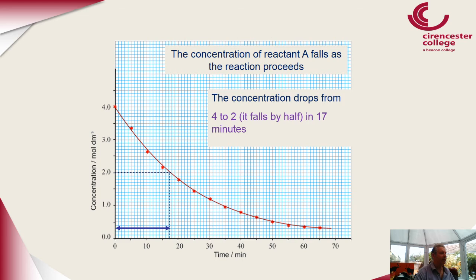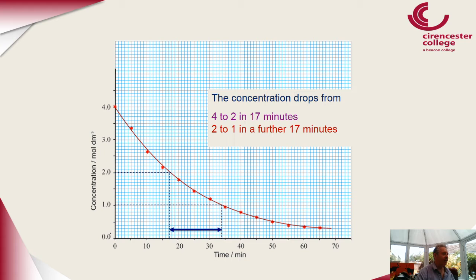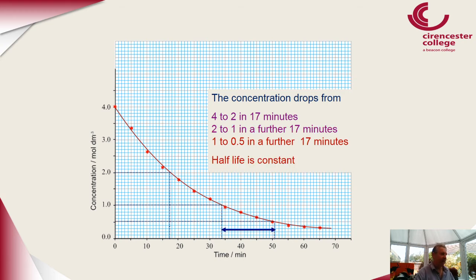Right, so here we have a look at that. A falls as the reaction progresses. This is going from a concentration of 4 at the start to 2, and it's taken 17 minutes. Then if you look at the next 17 minutes, it's gone from 2 down to 1. So at time 17, it was at 2 moles per decimeter cubed, and then at time 34, 17 minutes later, it's now 1 mole per decimeter cubed. This is a nice one that is obviously going perfectly for half-life. Then it's dropped to half a mole per decimeter cubed in another 17 minutes. So the half-life is constant.